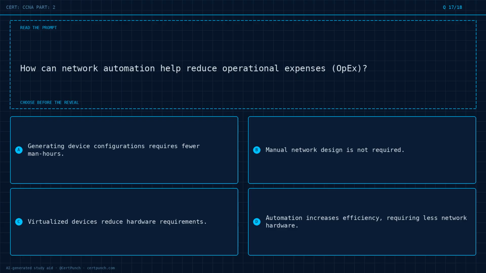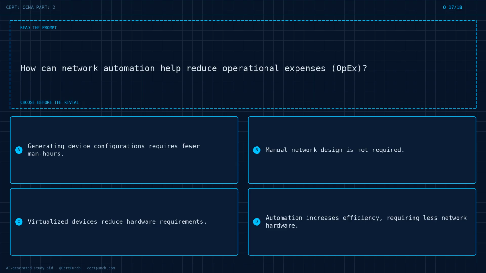Question 17 of 18. How can network automation help reduce operational expenses, OpEx? Option A. Generating device configurations requires fewer man-hours. Option B. Manual network design is not required. Option C. Virtualized devices reduce hardware requirements. Option D. Automation increases efficiency, requiring less network hardware.